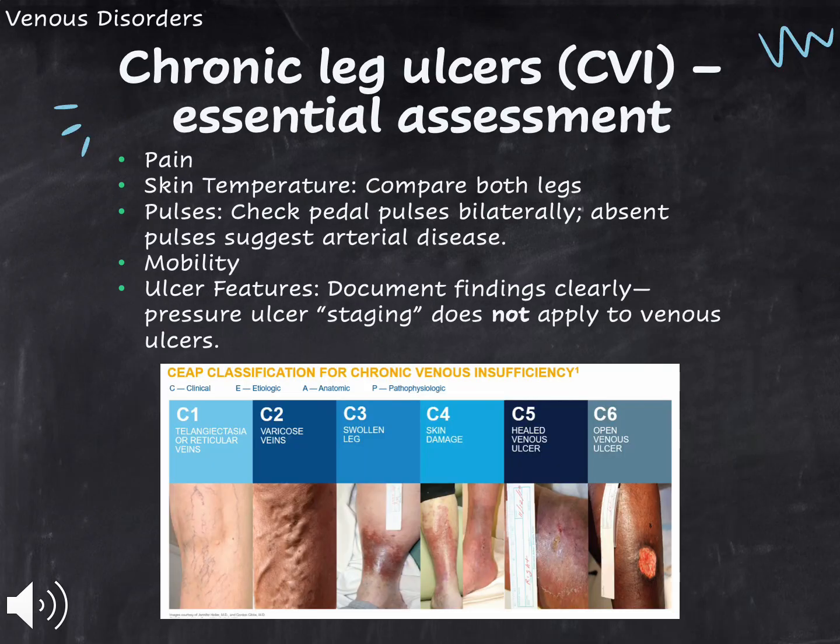When assessing patients with chronic venous insufficiency who develop venous leg ulcers, it's crucial to perform a complete and detailed vascular assessment. Begin with pain. Note the location, intensity, and character. Venous ulcers often cause mild aching pain that improves with leg elevation, but severe or worsening pain may suggest infection or an arterial component. Compare skin temperature between both legs. The affected leg may feel warm due to inflammation or cooler if edema interferes with blood flow.